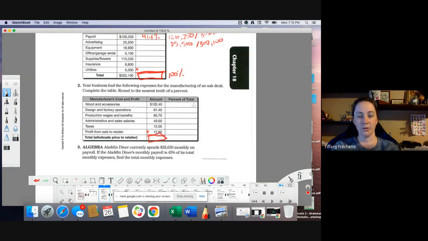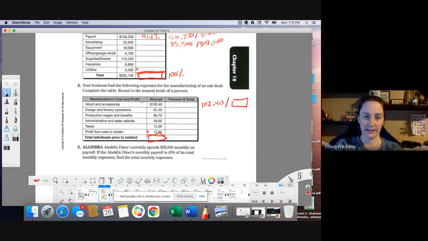And then when you go through and you do these pieces, so percent of total, I'm going to go, well, wooden accessories, that was $102.40, so $102.40. And I'm going to divide that by my total here. So we need to know that total in order to get the percent of total. And then don't forget, of course, you have to multiply by 100 to get that percent that we're looking for.